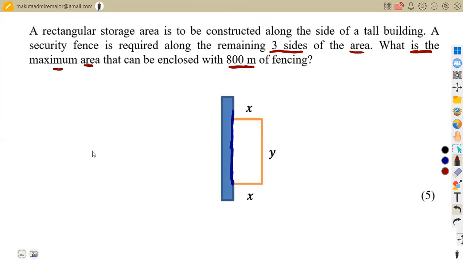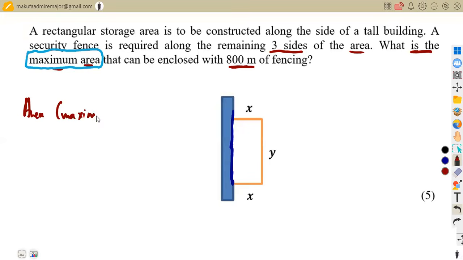All right, this is our idea here, guys. Let us consider our question. We said for the part that is supposed to be maximum, what is it? It's area. We are supposed to be talking about area being maximum. I want us to understand this part. All right, so our area is supposed to be maximum.